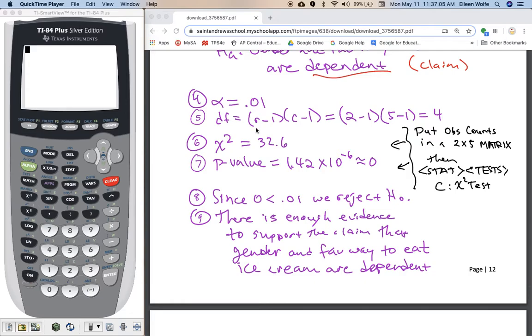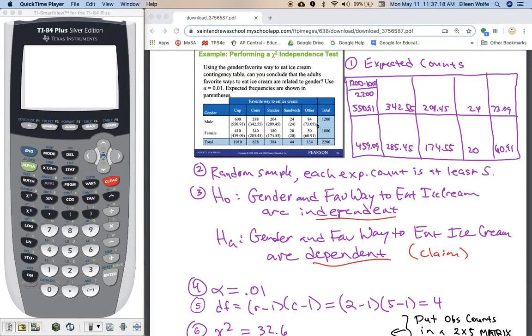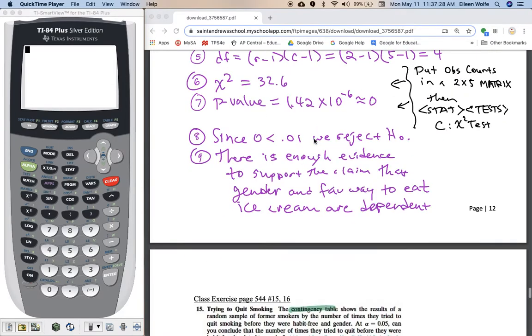Alpha level, degrees of freedom: rows minus 1, there are 2 rows, columns minus 1, there are 5 columns. That gives us 4 degrees of freedom. Be careful in step 5. Once you've entered the totals into the margins, the totals and the margins don't count. So this table is not considered 3 rows and 6 columns. The data here in white is in 2 rows and 5 columns.